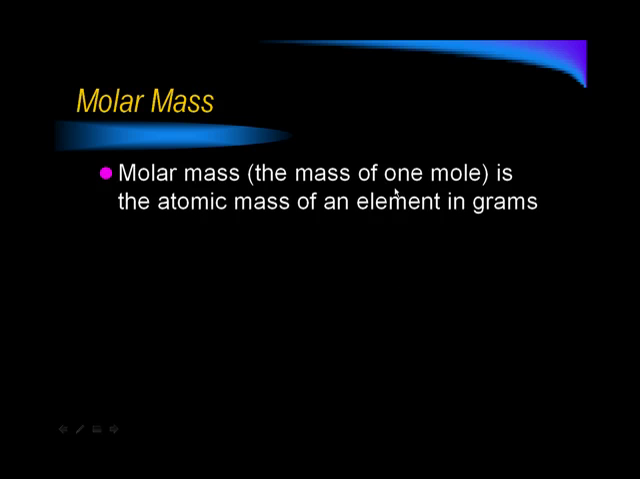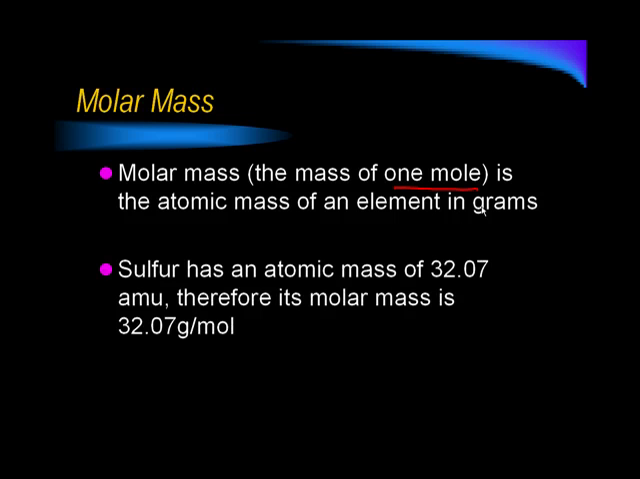Alright, now the molar mass is the mass of 1 mole of an atomic mass of an element in grams. These are going to come off the periodic table. So if we take a look at sulfur, sulfur on the periodic table has an atomic mass of 32.07 atomic mass units. That's what the AMU stands for. And therefore its molar mass then is 32.07 grams per mole.